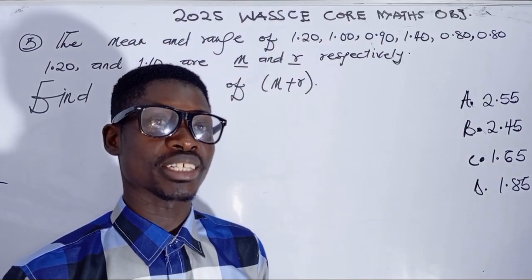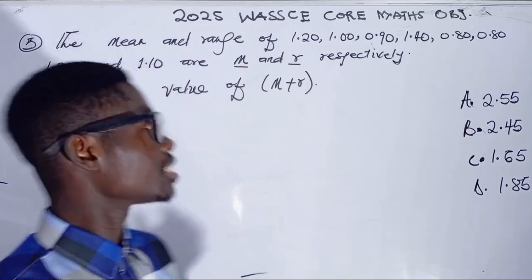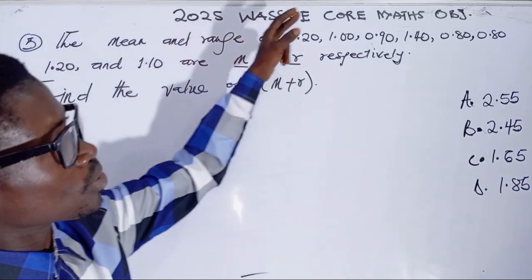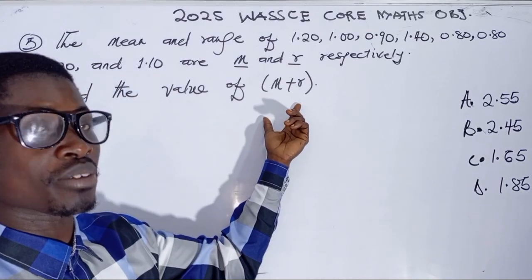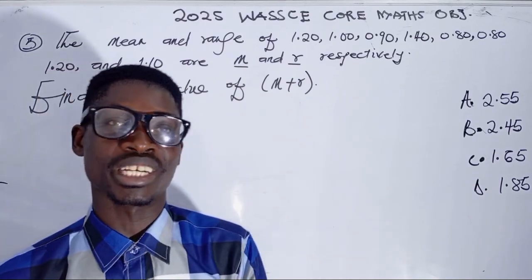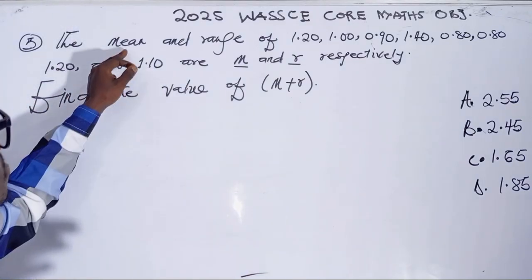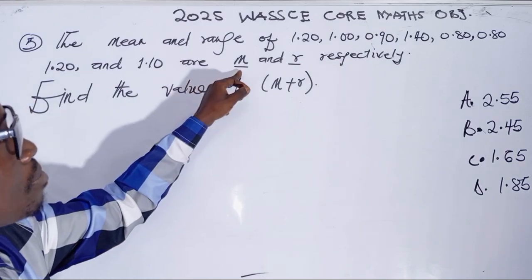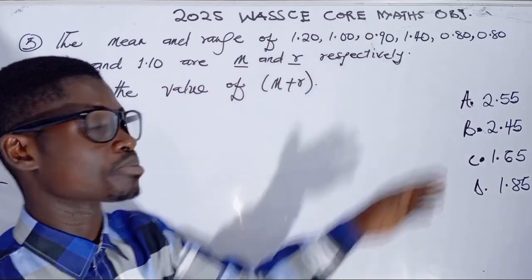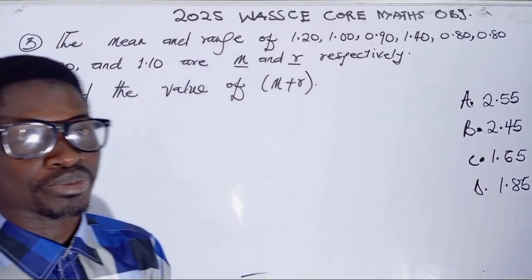In this tutorial, we shall be looking at question number 5 of the just ended 2025 WASSCE Core Mathematics Objective Questions. So this is question number 5 and we are going to go through it. What does the question say? The question says that the mean and range of these data sets are M and R respectively. We should find the value of M plus R.